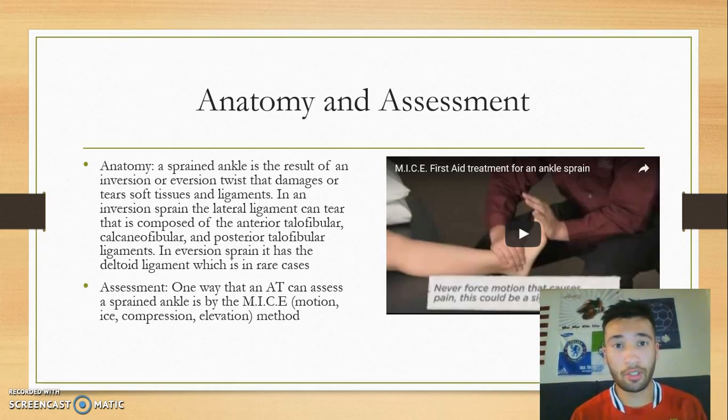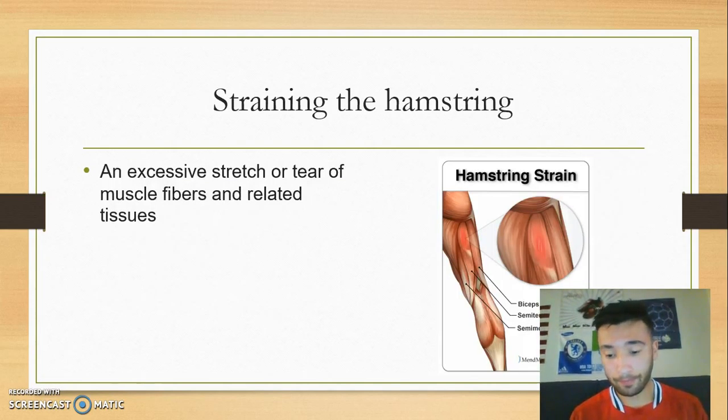What I did mention earlier is that it can also happen from an eversion sprain, and that will affect your deltoid ligament on the inside of your ankle. But this is very rare in soccer, and not everyone gets it. Fortunately for me, one time in my career I received it, went through this RICE method, and rehabilitated back properly. So, the next injury is straining the hamstring.